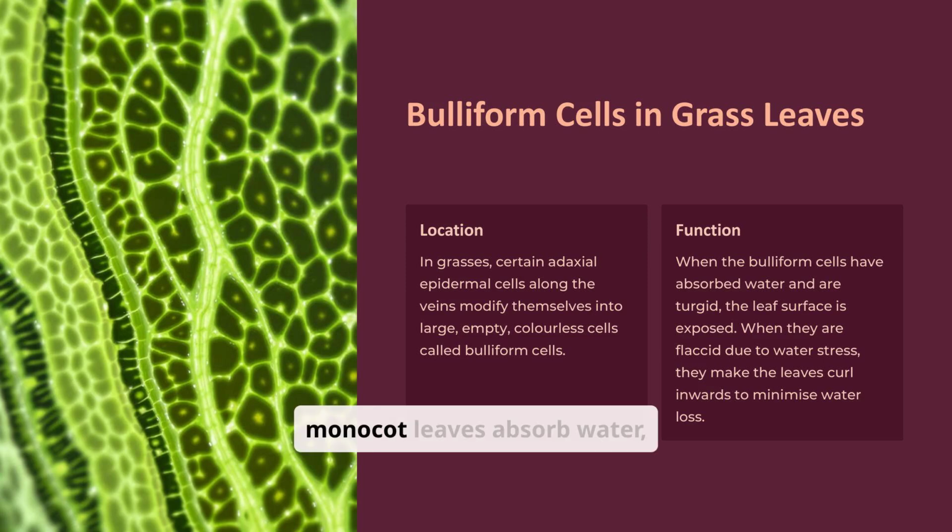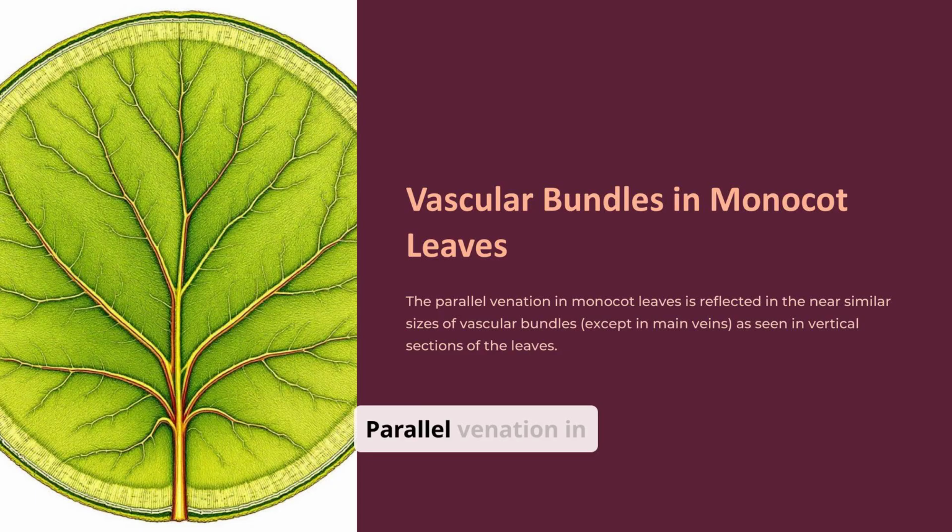Bulliform cells on monocot leaves absorb water, controlling leaf curling to minimize water loss during stress. Parallel venation in monocot leaves supports similar-sized vascular bundles, facilitating efficient transport across vertical sections.